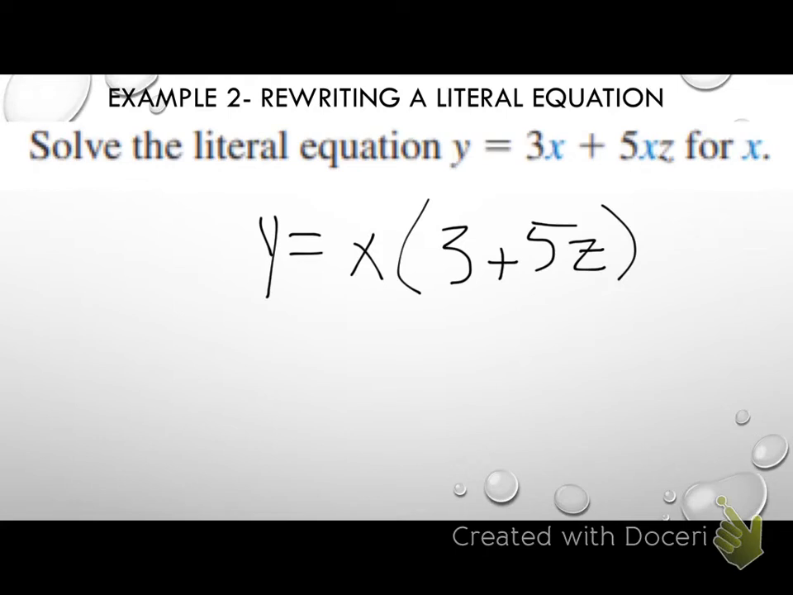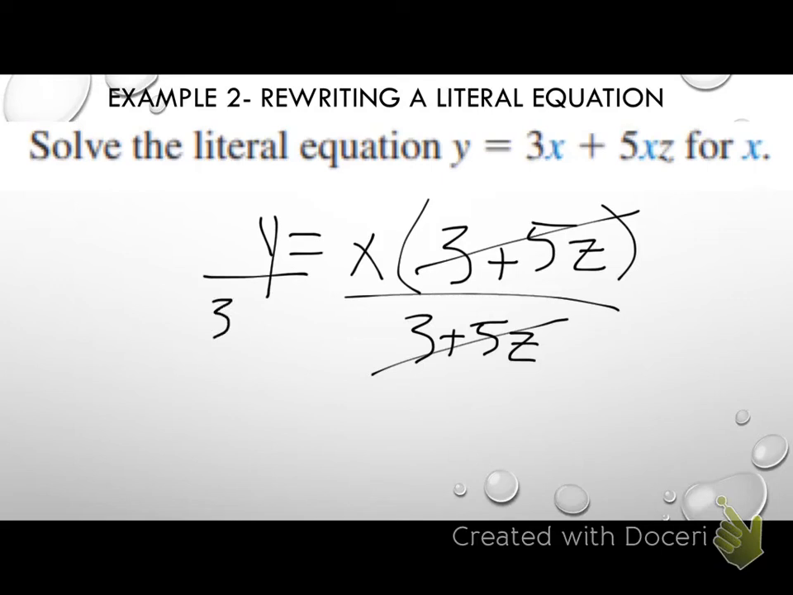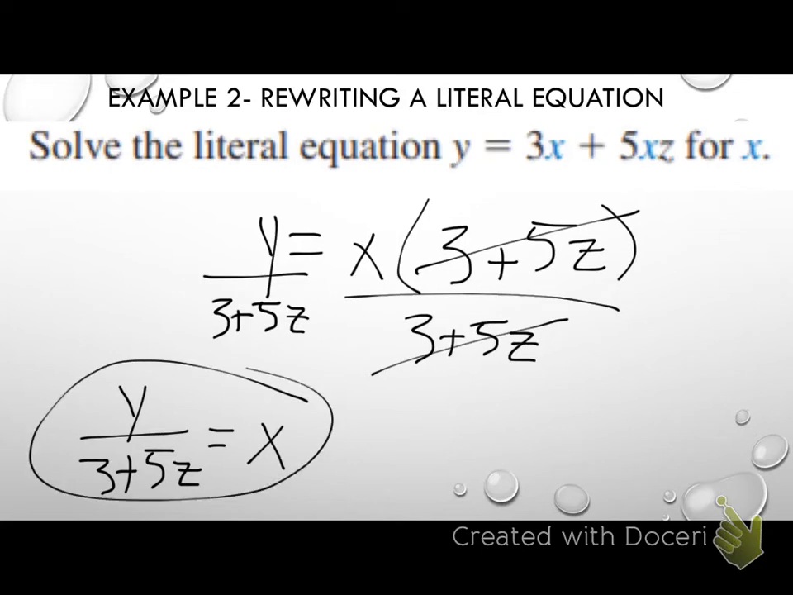3 plus 5z. If I divide by 3 plus 5z, it's in the numerator and in the denominator, so they will cancel out with each other. There. Just like that. Whatever I do to one side, I've got to do to the other. So I get y over 3 plus 5z equals, and now I have x by itself. That's what I want. There's my answer. Does everyone see that?